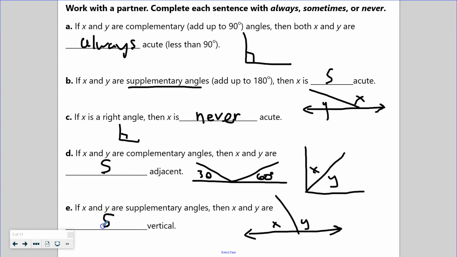This would also be a sometimes. So they can be sometimes. So if this was Y over here, then that would be true, right? And that would be supplementary. This would be vertical angles, but not always. This could be right here as well.